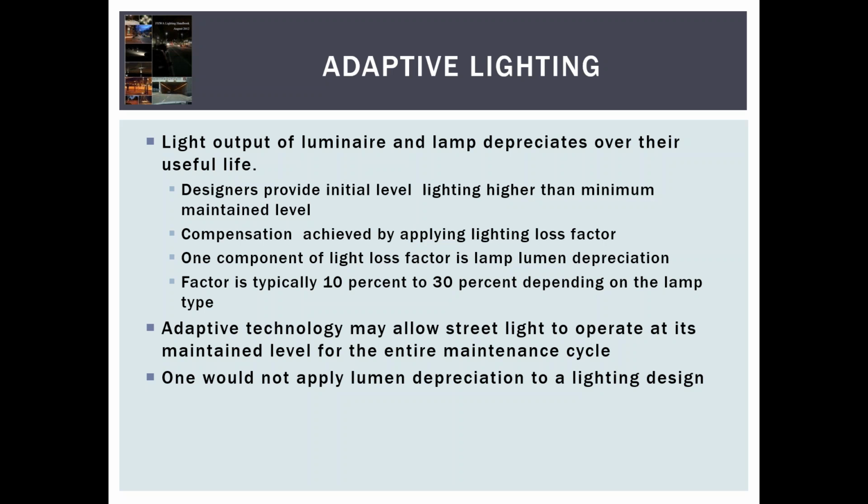Application of an adaptive technology may allow the street light to operate at its maintained level for the entire maintenance cycle, thus reducing power input and providing energy savings. One would not apply the lumen depreciation to a lighting design as the adaptive system would adjust the lamp output to maintain a constant illumination on the roadway.